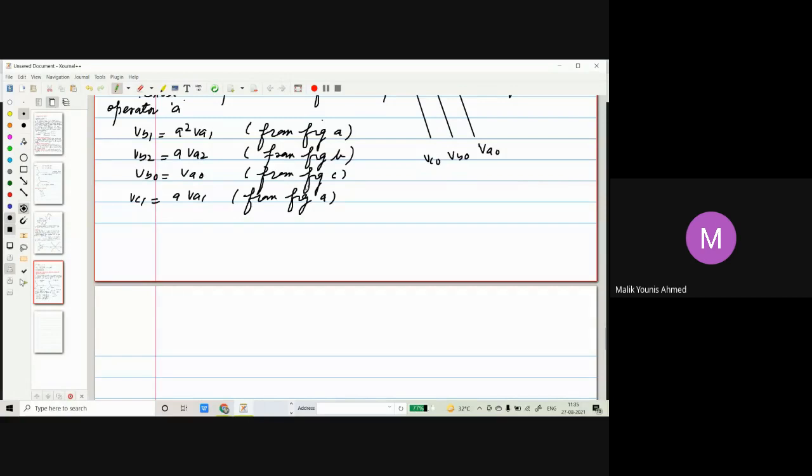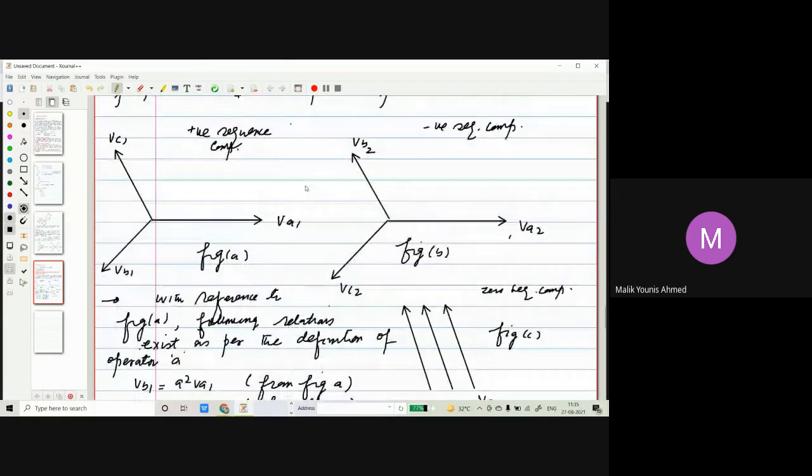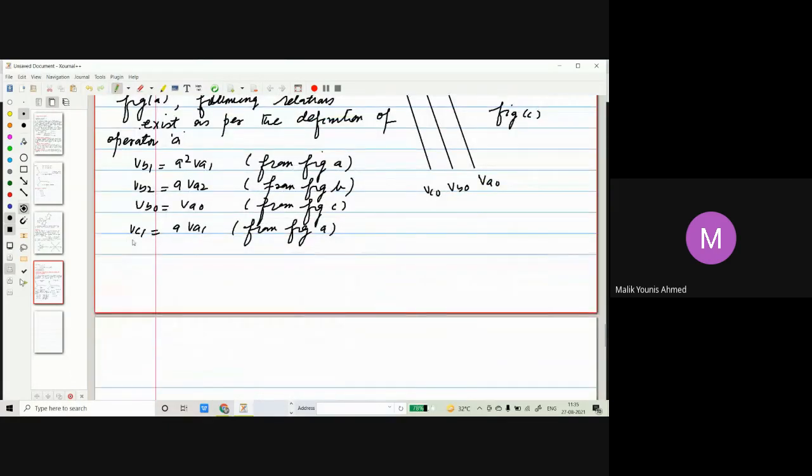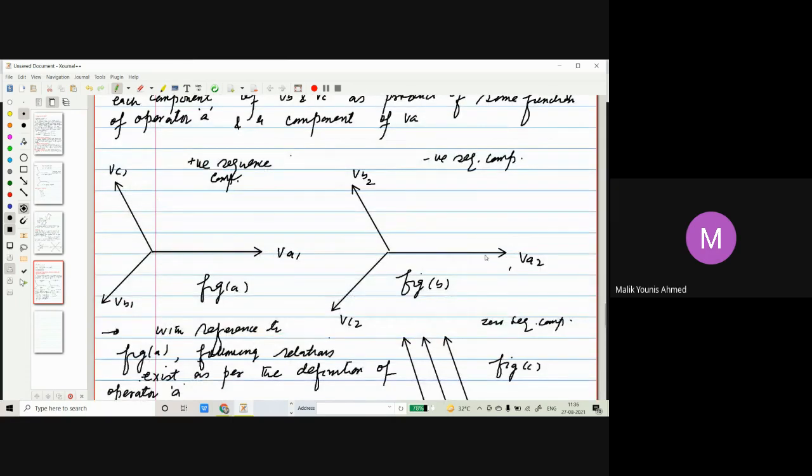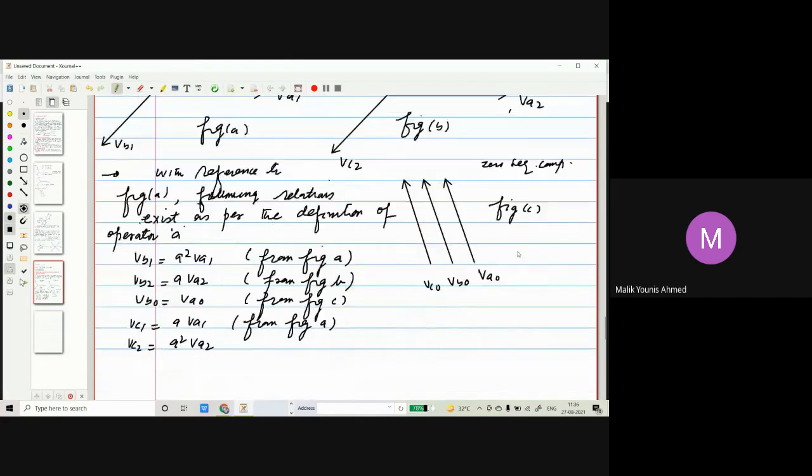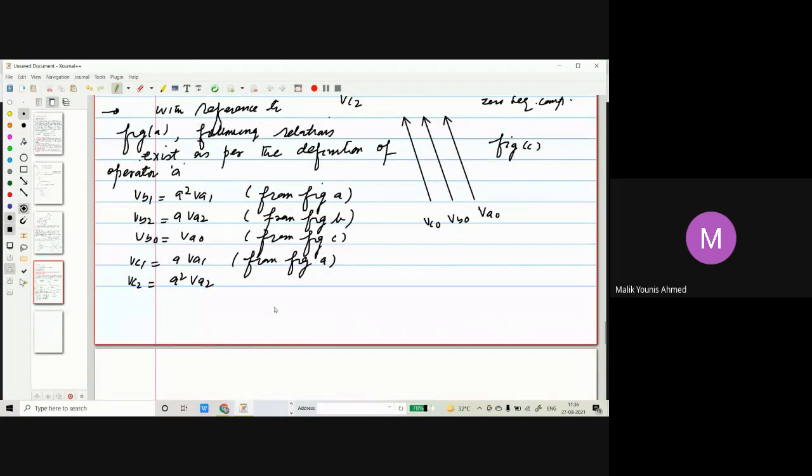Now, similarly, let's move to the VC2. VC2 is here. Now, from operator VA2, how much it is? A, and this will be A square. So VC2 will be A square VA2. Can verify it here. VC2 moving from here, operator A square, what original phasor is, that means reference phasor is VA2. So that will be from figure B.